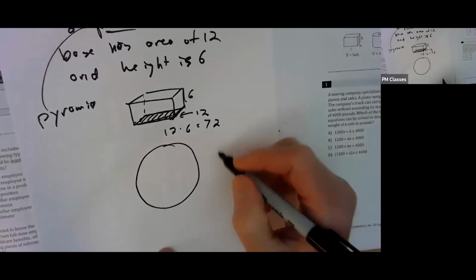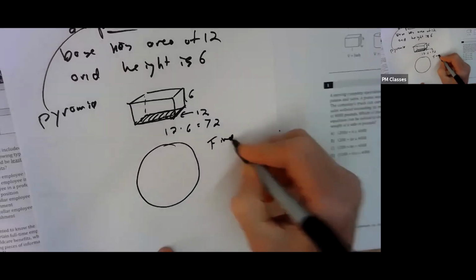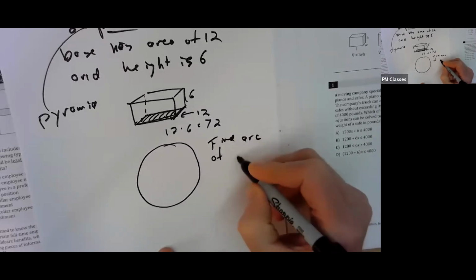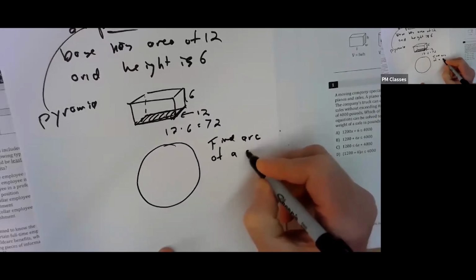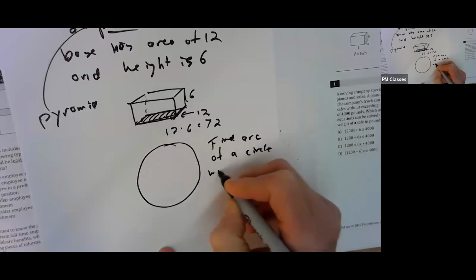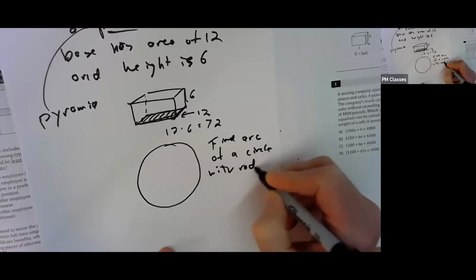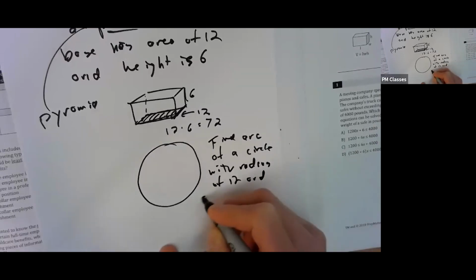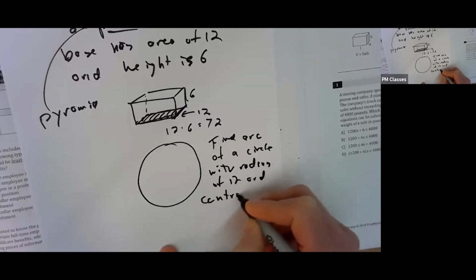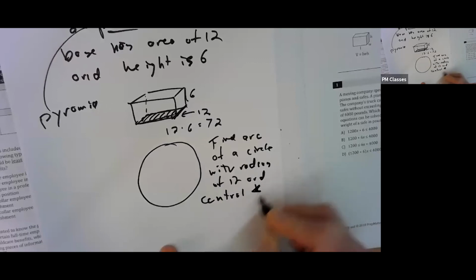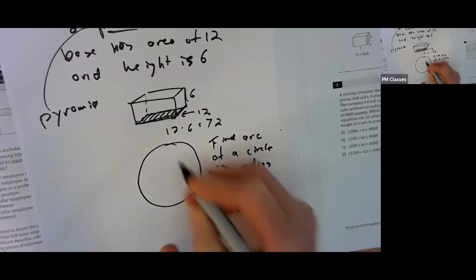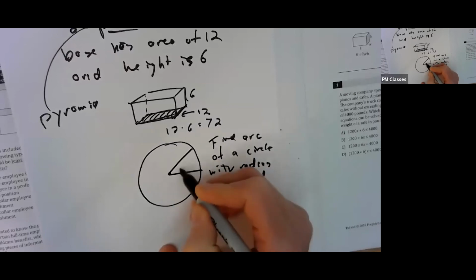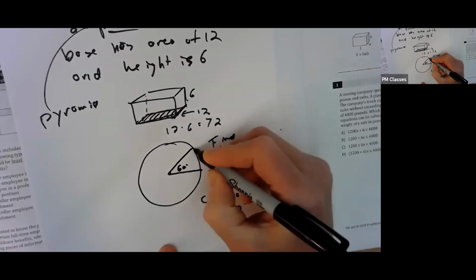So here's the deal. Find the arc, and I'll send you guys out the door. Find the arc of a circle with radius of 12 and central angle of 60 degrees. So a central angle comes from the center, that's why it's a central angle, of 60 degrees, and the arc is the length of this.